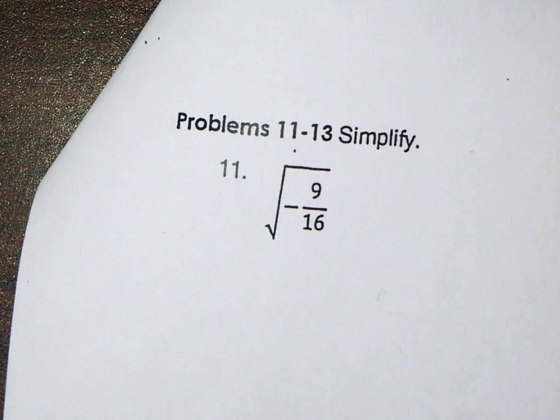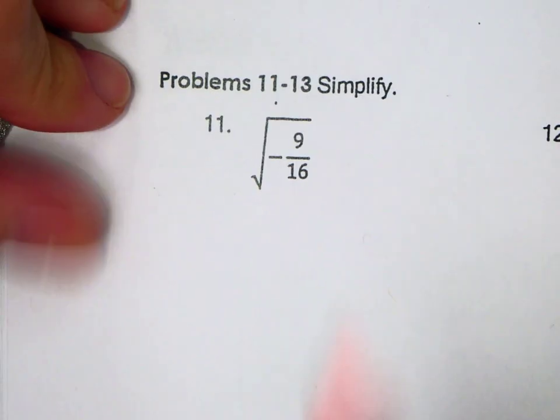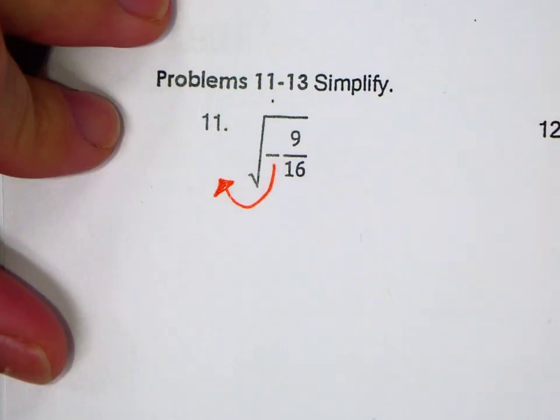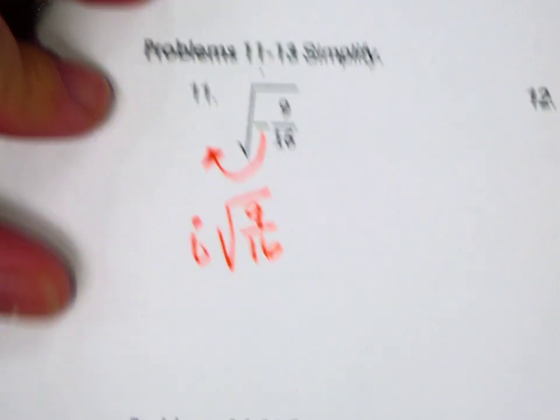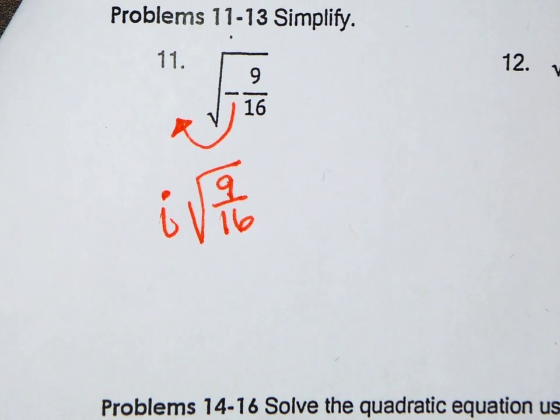Alrighty. On the back, we've got negatives in our square root. And so remember, if you try to type this in your calculator, it's going to give you an error because it doesn't like that negative. So what you're going to do is take the negative, pull it out, and put an i instead. And then once you take the i out, then you can try typing in your square root.